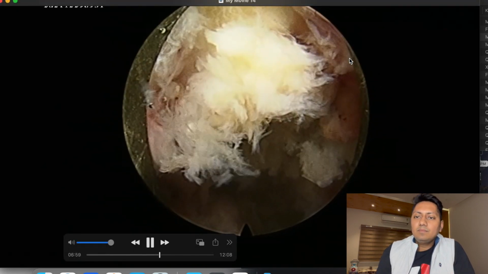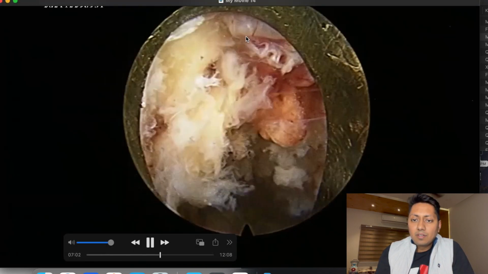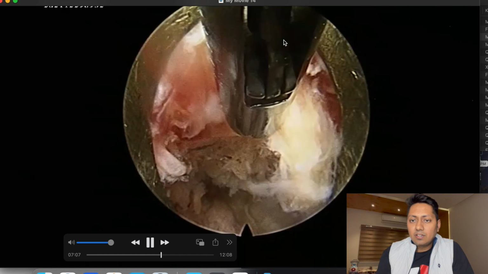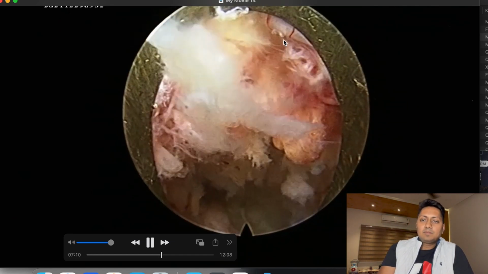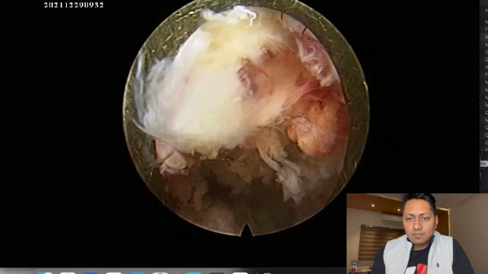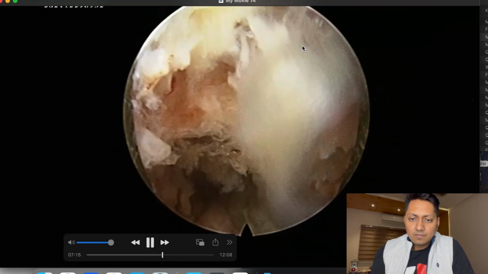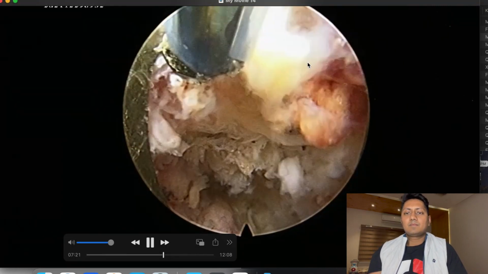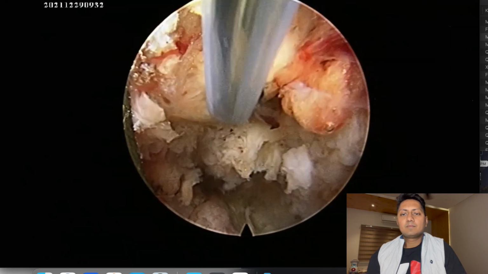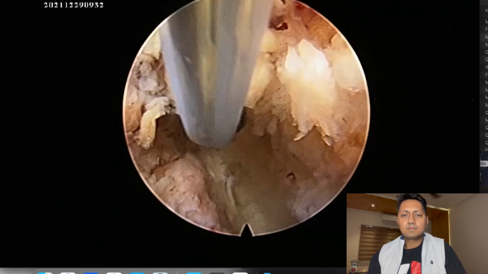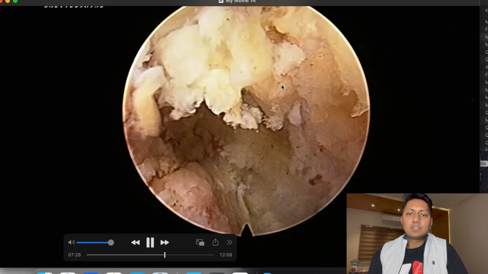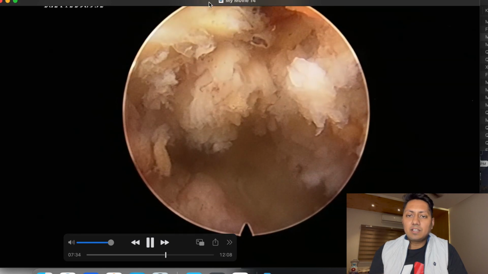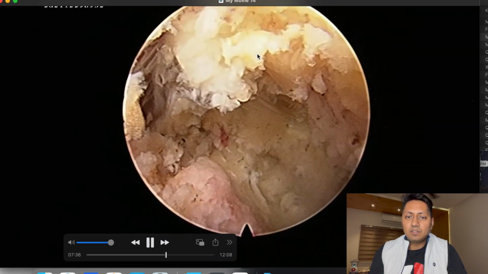So you can see this is the exiting nerve root over here, and I have detached that ligamentum flavum which was causing compression at the axilla of the exiting nerve root. So this is the foraminal G knot, the tissue that is an amalgamation of disc and the tissue at the SAP. So this needs to be relieved also.